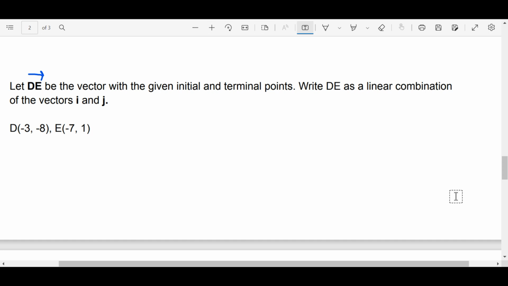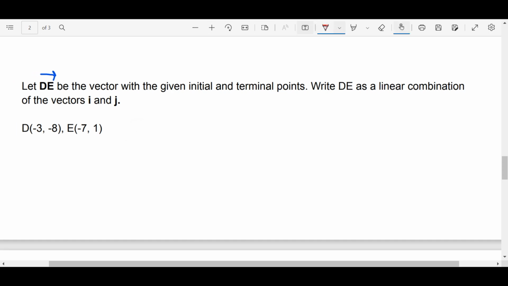All right, so we have DE, and it's a vector. We're going to write it as a linear combination. So same story as before. We have points D and E. Now let's write it as a vector. So same story. We're going to have negative 7, terminal minus initial. So we have negative 7 minus a negative 3.